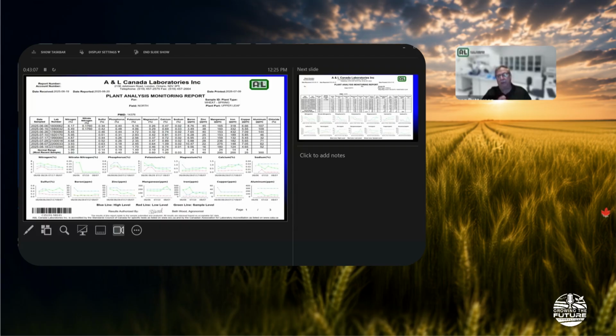And the nice thing about our plant monitoring program is it actually has these little bar graphs on the bottom that show you kind of the trend line of where that nutrient's going. So you see in advance the direction that nutrient's heading so that you can be more reactive to it. So this plant monitoring program really helps you manage the crop.